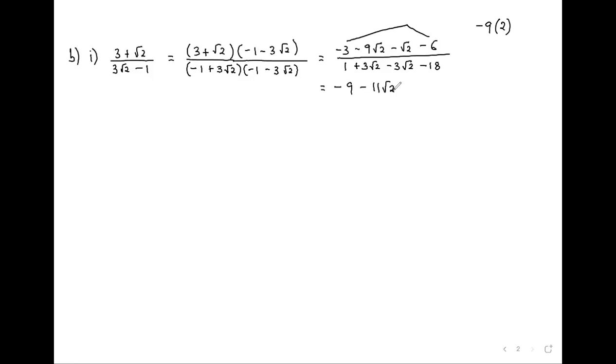For example, if we had rationalized 3 root 2 minus 1, it has become 3 root 2. Where you use 3 root 2 plus 1, yes, this one would still give us a solution.